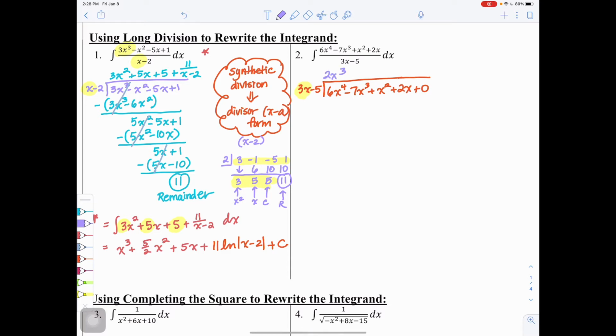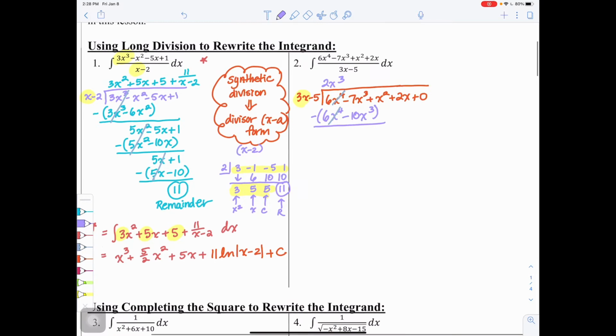Once you make your decision, 2x cubed is multiplied by all of 3x minus 5. Let's give it a try. So that would be 6x to the fourth minus 10x cubed. We're going to subtract all of that, and we have 6x to the fourth minus 6x to the fourth. We planned it that way. Negative 7x cubed plus 10x cubed leaves a 3x cubed, and we're going to drop everything down.